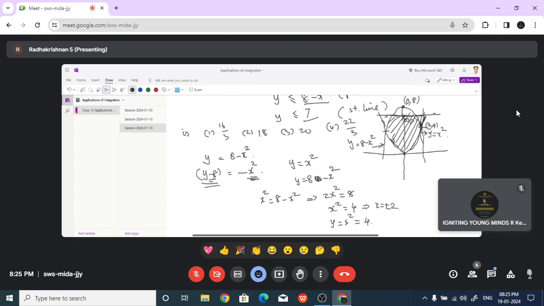So, because this is x around y-axis, so we have to take integral x dy. Okay. And the ranges are 0 to 4 and 4 to 7. And 0 to 4 we have the equation, and 4 to 7 also you have the equation. So integrate and find out the area. And then don't forget to multiply by 2. Okay. So you solve it and tell me.